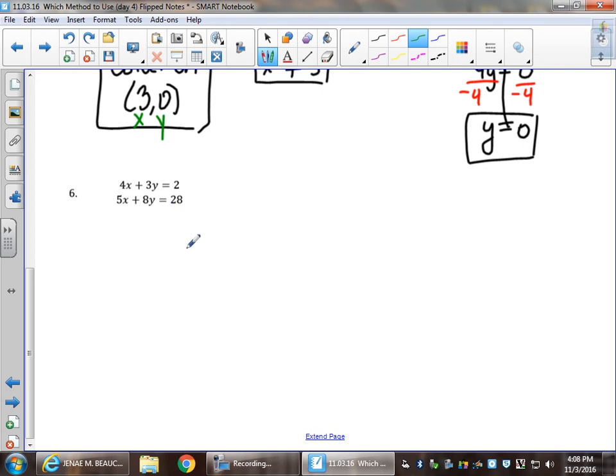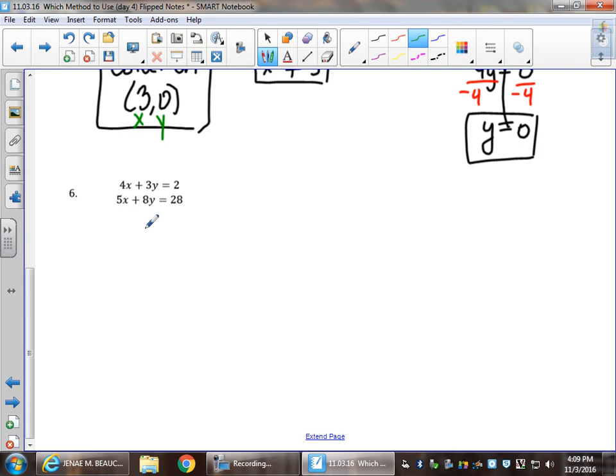So let's see. If I wanted my x's to cancel, the smallest number that 4x and 5x go into evenly is 20. So I'd be working towards a positive 20x and a negative 20x. If I wanted my y's to cancel, the smallest number that 3 and 8 both divide into evenly is 24. So I'd be looking to use multiplication to get a positive 24y and a negative 24y. Both of these are positive, so I don't have something that's already positive and something that's already negative. So really, it's equal amount of work getting x's to cancel or y's to cancel.